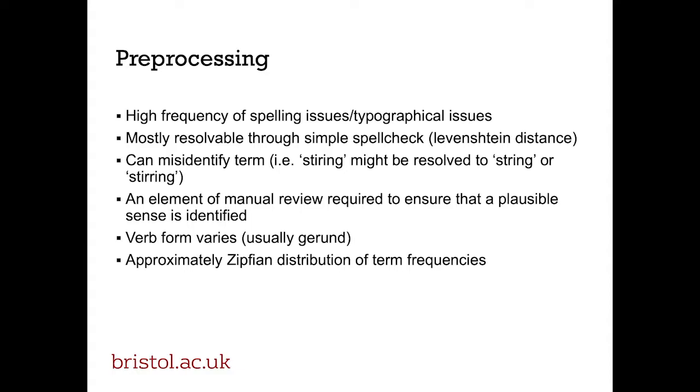Mostly you can just look at Levenshtein distance or something just to do a simple spell check, pick the first answer, but sometimes this does result in misidentification, so you might find that stirring with one R can turn into string, or stirring with two R's. Of course, in the context, we probably mean stirring with two R's, but then on the other hand, if she's put tying with stirring, then perhaps not. So it is contextual. So you do need an element of manual review to get a high quality output from this.